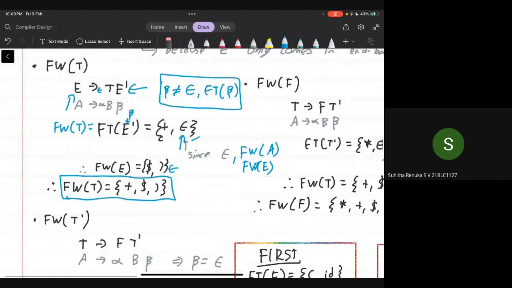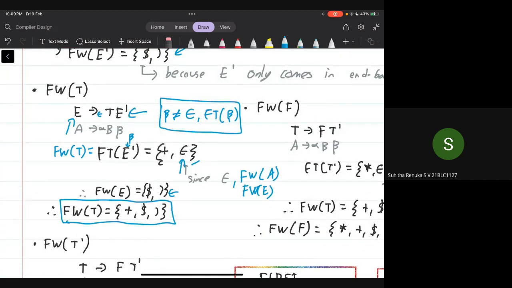Follow of T dash, C, C, C. Since you see an epsilon, you need to do something about it, which is follow of A. You find follow of A. Follow of A is follow of E, which is dollar, comma, closing bracket. And then you add it. So follow of T is equal to plus, comma, dollar, comma, closing bracket.